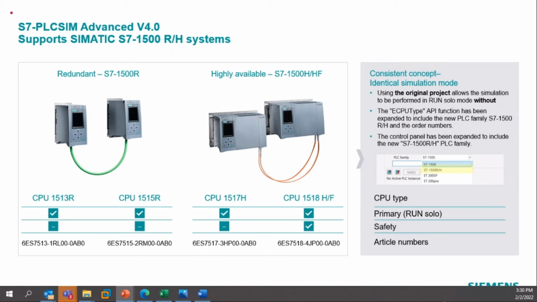So in the new version of PLCsim Advanced 4.0, you can see here there is a drop down, and in this drop down you will find all the different variants from 1500, 1500 R/H and other different CPUs. So here we are talking about 1500 R/H. You can directly select 1500 R/H and download the program and test it in the PLCsim Advanced scenario.